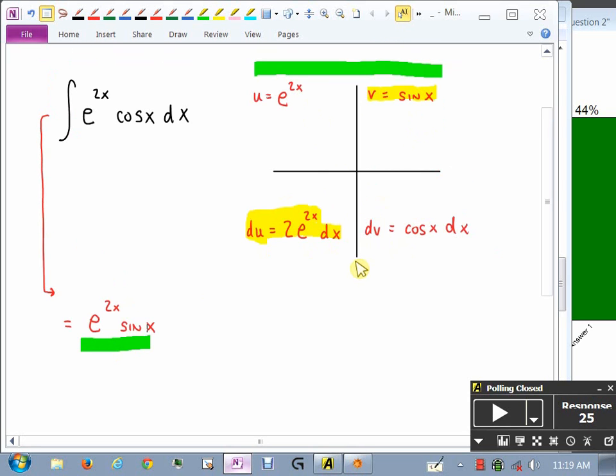All right, so what am I going to put next? Minus, you want me to pull that 2 out? I'd like that, please. Thank you. I don't have to, but I can. And then sine x dx.